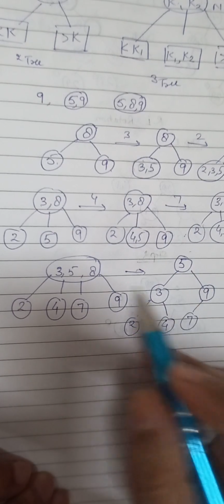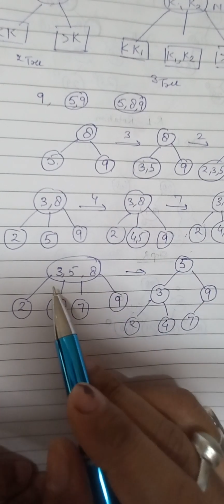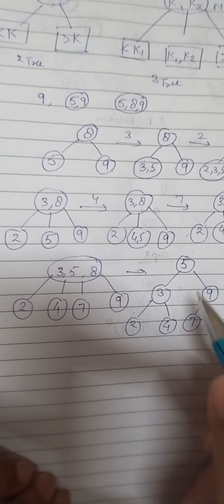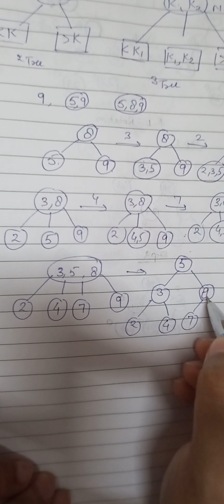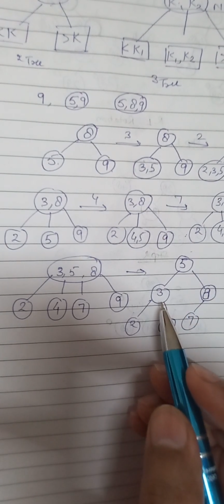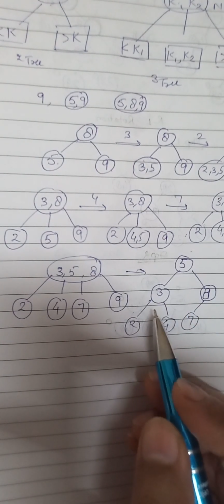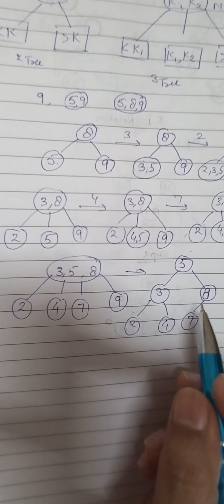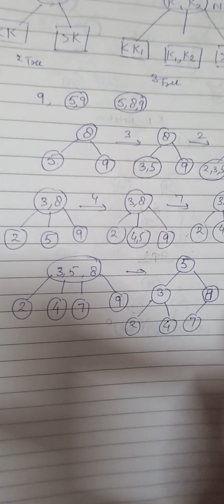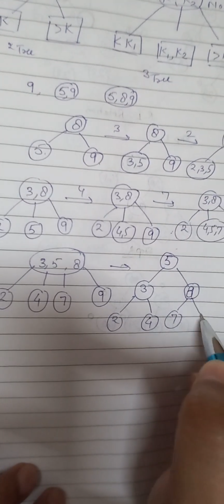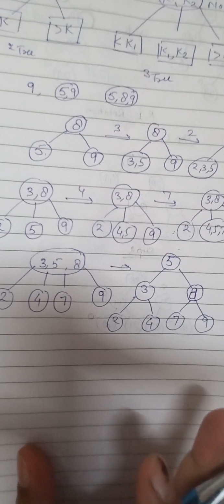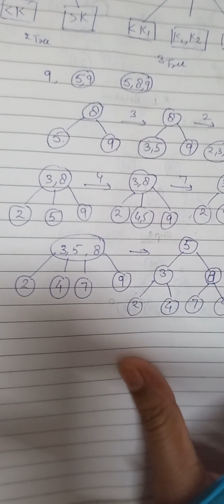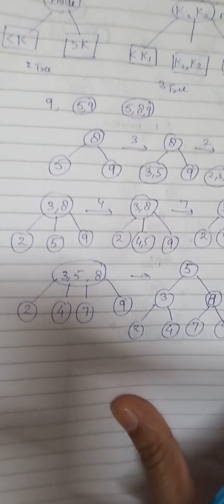Here 5 will not come, here 9 will not come, here 8 will come, because we have split this node. So 5 will go up, 3 will come on the left hand side, and 8 will come on the right hand side. Again, 2 is less than 3, so 2 will come over here. 4 is more than 3, so it will come over here. 7 is less than 8, so it will come over here, and 9 is more than 8, so it will come on the right hand side. So now it is perfect. In this way we can make 2-3 tree conversion.